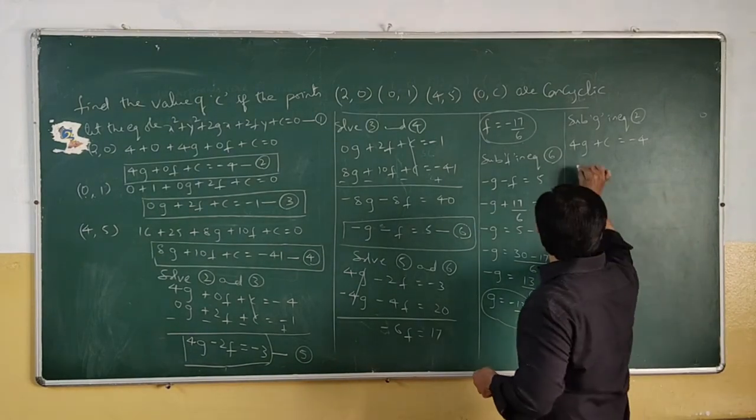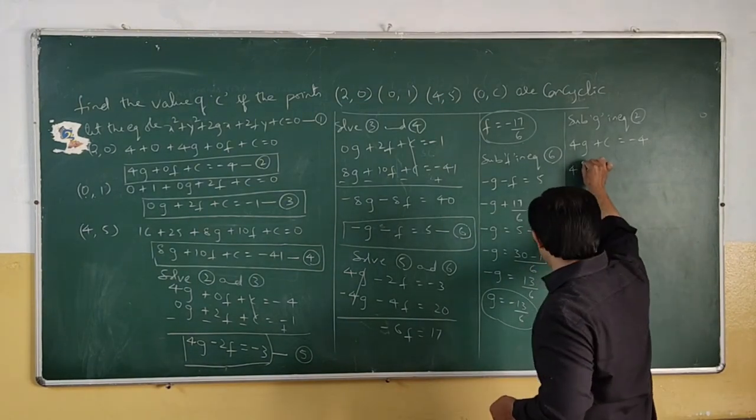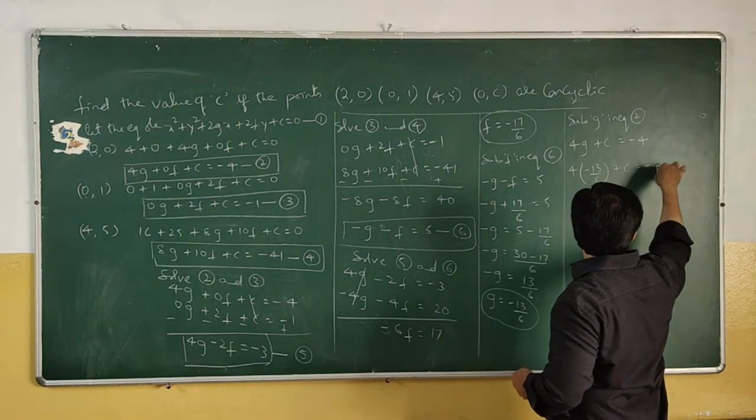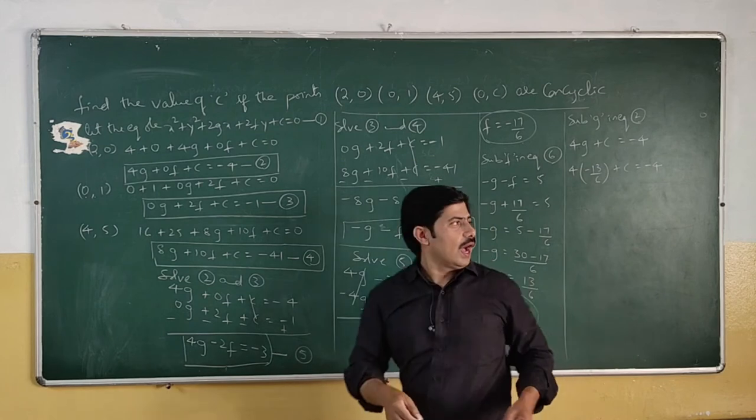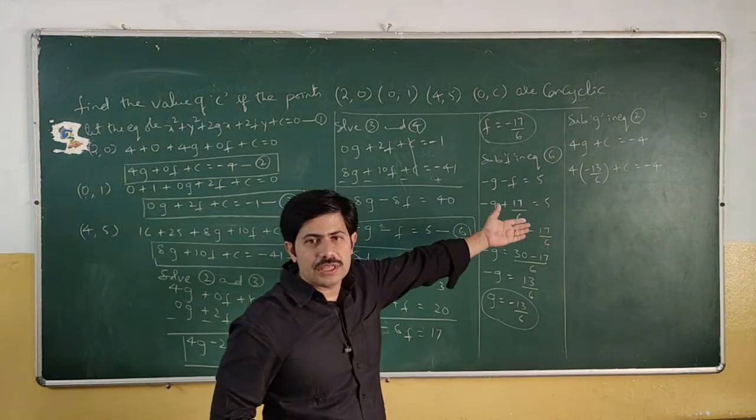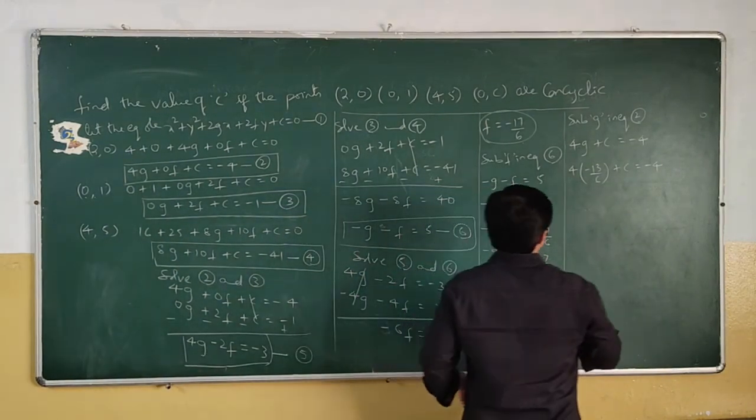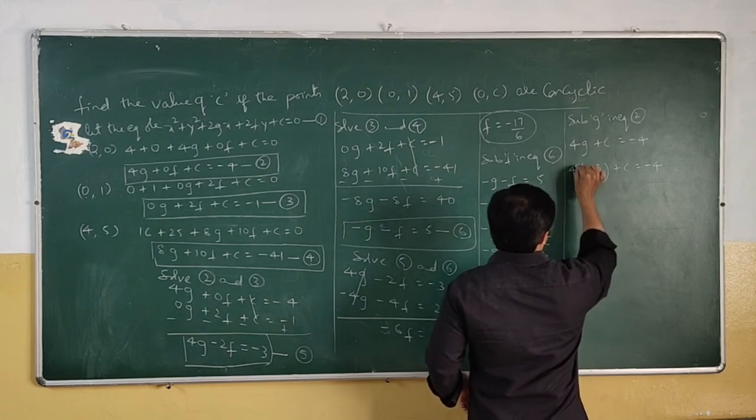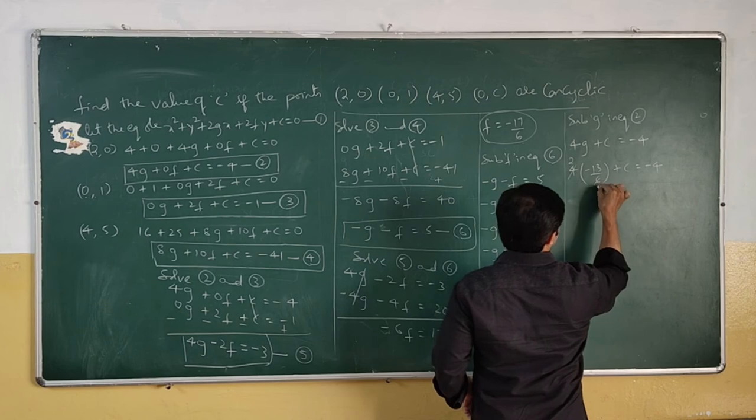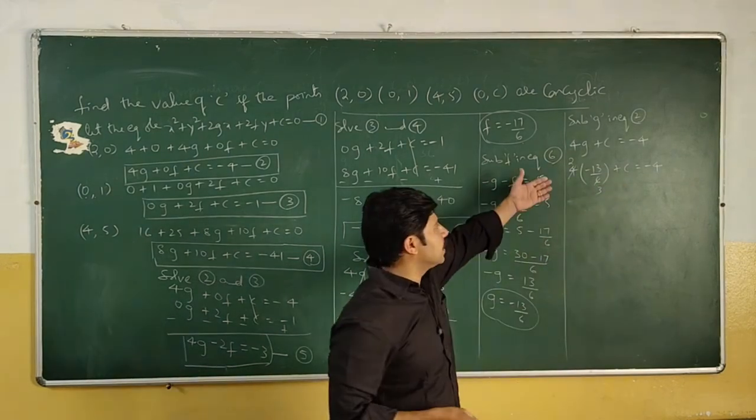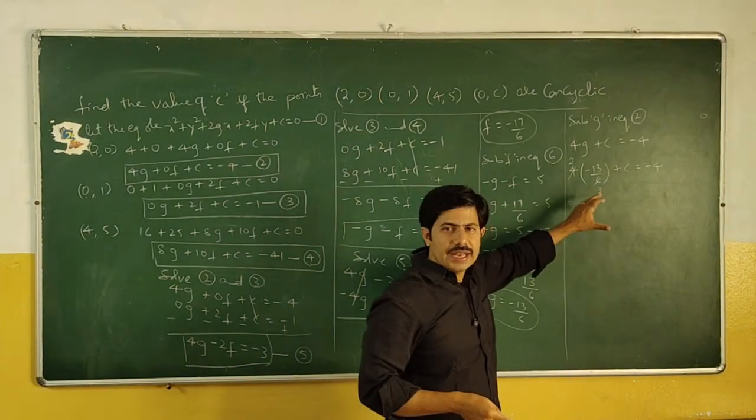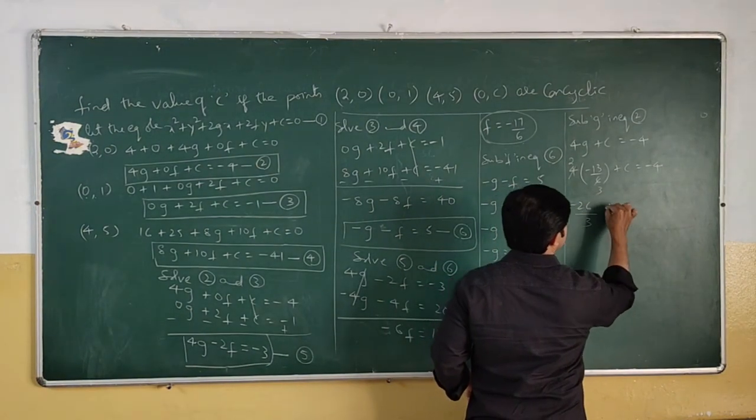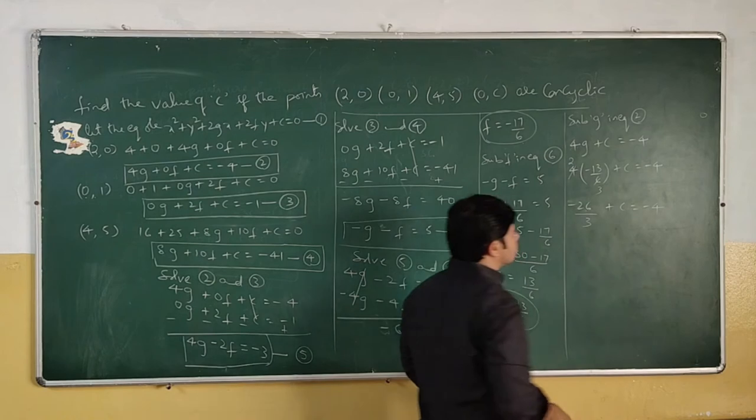So 4g, what is the value? Minus 13 by 6 plus c is equal to minus 4. I am substituting the value of g in the equation. After substituting and cancelling, 2 2s are 2 3s are. Now what we get? Minus 26 by 3 plus c is equal to minus 4.